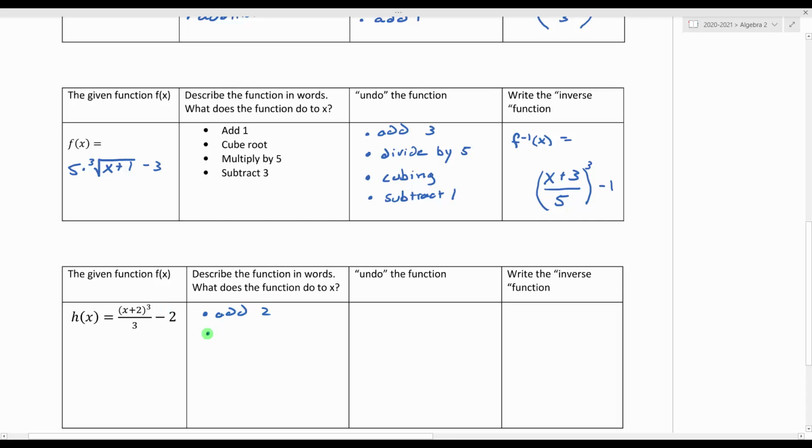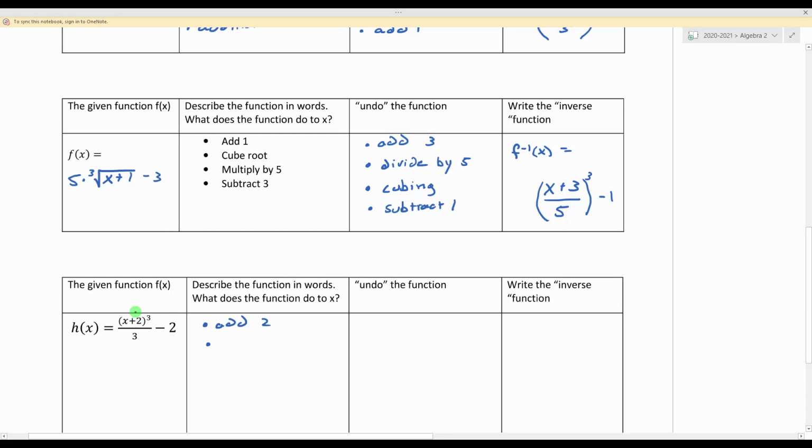I'm going to say add 2, and then exponents, right, if we're thinking about our order of operations, I have my exponent of 3, so I'm going to say cube, which means raised to the power of 3. And then I'm thinking I've got a division by 3 and a subtraction of 2. Well, division comes first, so we're going to say divide by 3. And then we'll say subtract 2. So this is like the instruction manual for this function, right? This is in English what you're doing to x.